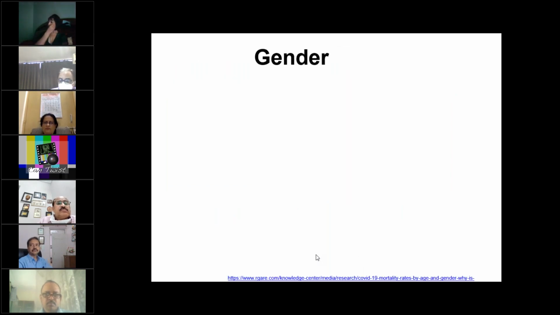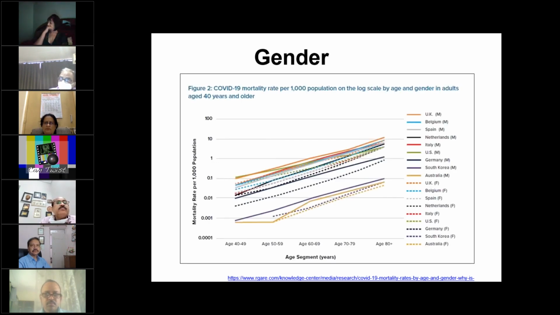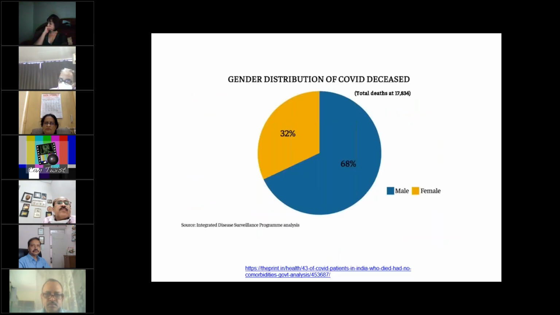Second, apart from age and comorbidities, the last thing is gender. Across the world, the data showed us, the solid bars are the males and the dotted bars are the females. Males do badly. Initial data from the Integrated Disease Surveillance Program in India showed the same thing. 2/3 of the cases, 68%, was the contribution by the male gender to COVID mortality in India.